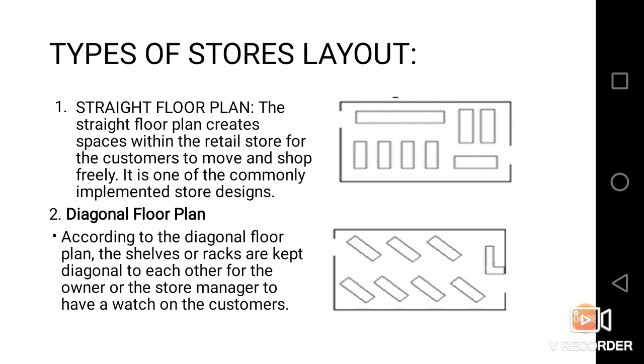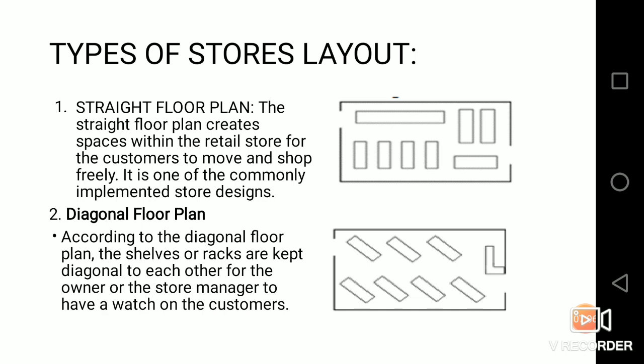Here the first type is the straight floor plan. The straight floor plan creates spaces within the retail store. Mostly we will see this type of store layout in retail shops. It is arranged on a straight floor so that the customers can freely move and shop according to their wishes. The next one we are going to see is the diagonal store.